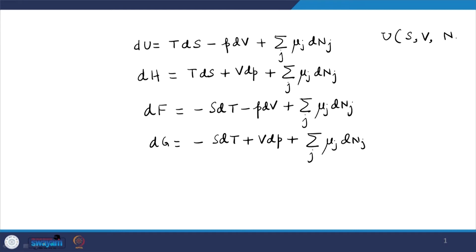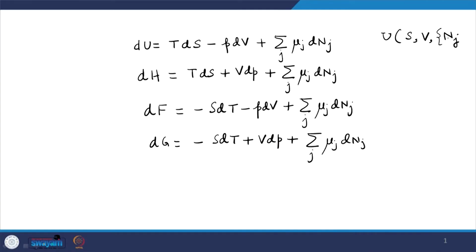Now, what also happens is that earlier U was a function of S and V alone, but now U is also a function of the number of molecules in the system, because we have added a new term dNj multiplied by mu j. Nj becomes the independent variable or the controlling variable. So, we should have ability to control the number of molecules, or we should have ability to perform experiment for different number of molecules of species j. So, I will use a curly bracket here to indicate that this is for all species in the system.